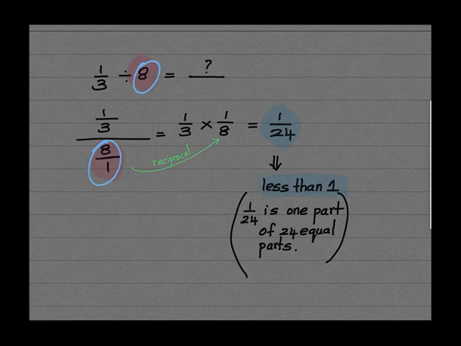Then the next step, you have to make a reciprocal of the denominator. 8 over 1 becomes 1 over 8, and the sign is times. Okay, so multiply the numerators. 1 times 1 is 1, and 3 times 8 is 24. So the answer is 1 over 24. 1 over 24 is less than the dividend, 1 over 3, or 1/3. It is less. Okay?